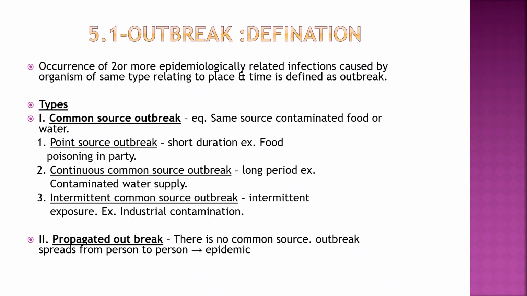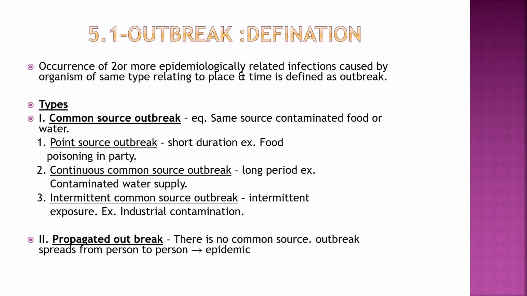So there are two main types of outbreak. One is common source outbreak and the second is propagated outbreak. In a common source outbreak there is a common source, like contaminated food or water. The subtypes are: point source outbreak, which is of short duration, for example food poisoning at a party. Second is continuous common source outbreak, which is of long duration, for example contaminated water supply from tap water or from a well. Third is intermittent common source outbreak, with intermittent exposure, for example industrial contamination.